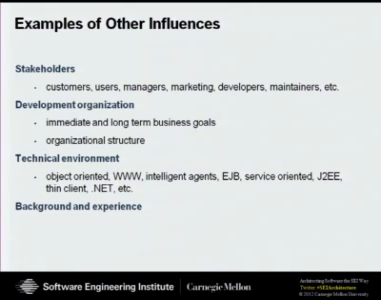Okay, and finally, another influence on the architecture is the architect's background and experience. If an architect has a good experience using a certain design approach, the architect is likely to use a similar design approach in the future, whether it's the right thing to do or the wrong thing to do. If the architect has a bad experience using a particular design approach, the architect is less likely to use that same design approach in the future, whether it's the right thing to do or the wrong thing to do.